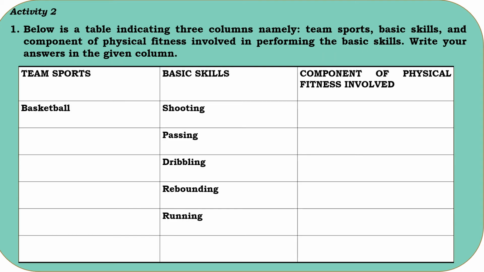Now let's have this activity. So below is a table indicating 3 columns, namely the team sports, basic skills, and components of the physical fitness involved in performing the basic skills. So you have to write your answer in the given column. So we have here the team sport, basketball. So I already write the basic skills, and all you have to do is to write or give the answers for the component of physical fitness involved in that basic skills.